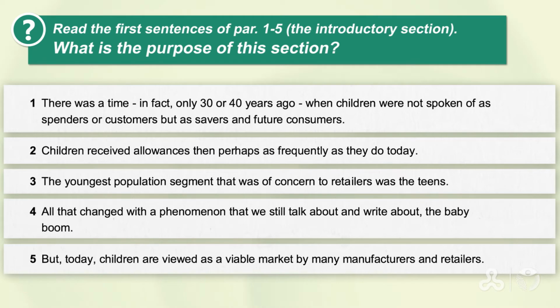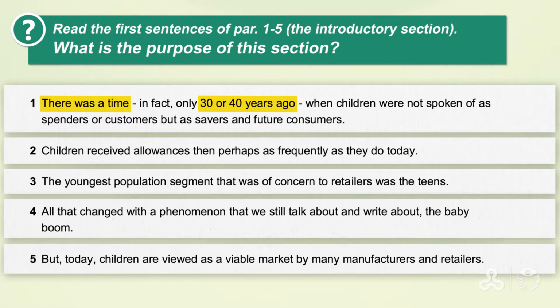Now, if you were focusing on the first sentences of paragraphs 1 till 5, I'm sure you noticed words like there was a time, in fact 30 or 40 years ago. כן? פעם לפני 30-40 שנה. Children were not spoken of as spenders or consumers, but as savers and future consumers.